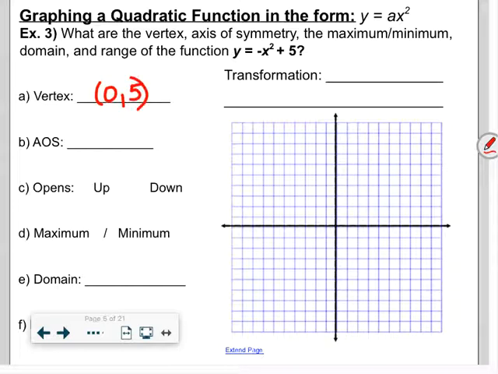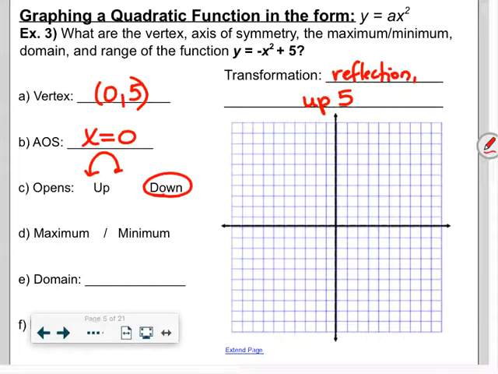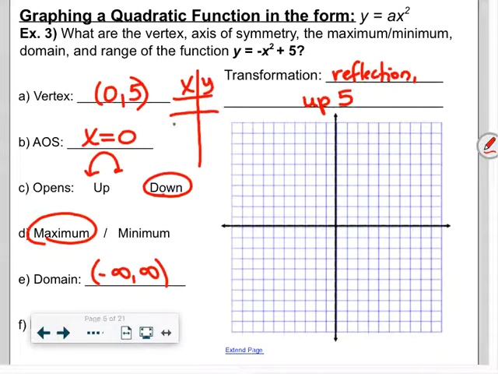The transformations. What does the negative do out front if you remember what we did with the v's? It opens down. We call that a reflection. And then it's shifted up 5. The axis of symmetry is always x equals the x-coordinate of the vertex. It's going to open down. Well, if it opens down, is there a maximum or a minimum? There's a maximum. The domain is always negative infinity to infinity. All right, I can't do the range and I can't plot it yet till I get some points.